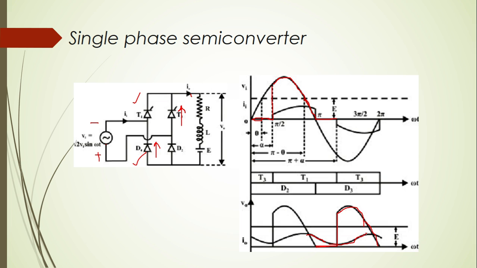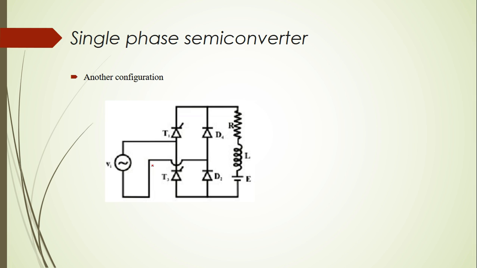This is similar to what we have seen in the single phase full wave rectifier with RLE load. But the only difference between the single phase full wave rectifier with RLE load and the semiconverter operation is that in the fully controlled case the voltage waveform was something like this, but in the semiconverter, during the region from pi to pi plus alpha, the output voltage becomes 0 due to the freewheeling action of the combination of thyristors and diode.